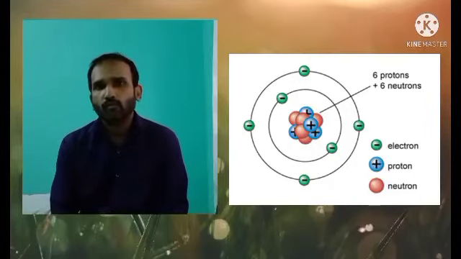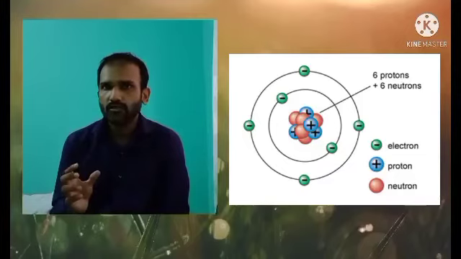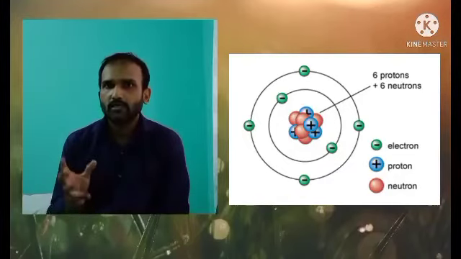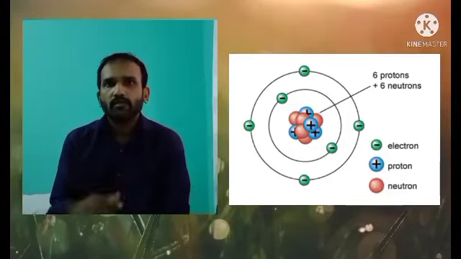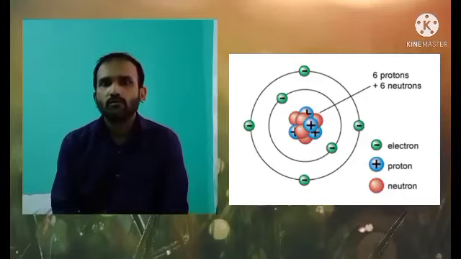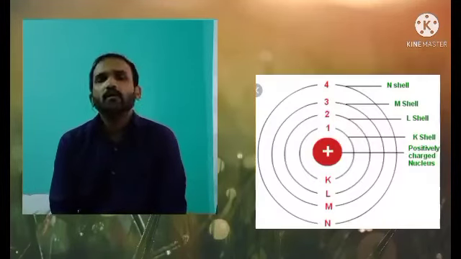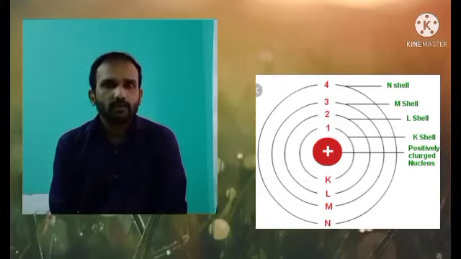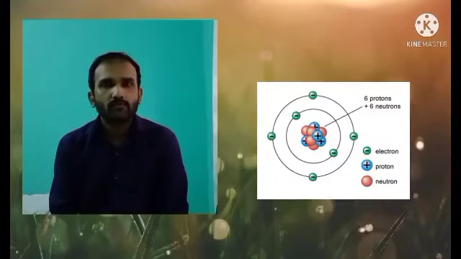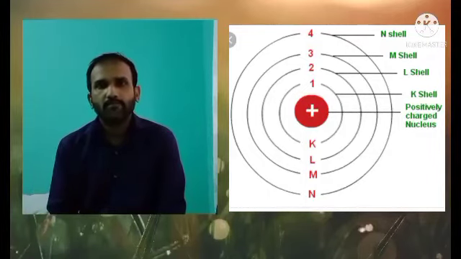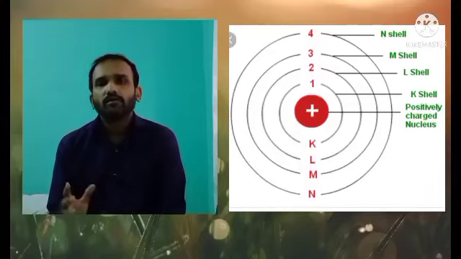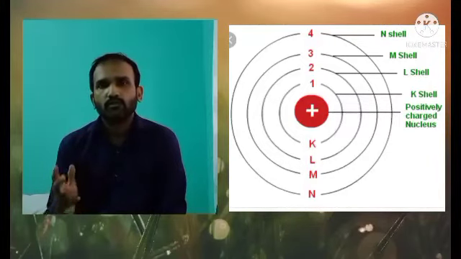So we can say according to the Bohr model there is a centrally placed nucleus which consists of protons and neutrons. And around this nucleus there are circular orbits, which are also called energy shells. So basically the atom consists of three subatomic particles: protons, electrons and neutrons. We can designate the shells with letters such as K, L, M, N, etc. And all these energy levels are numbered as 1, 2, 3, 4, etc.